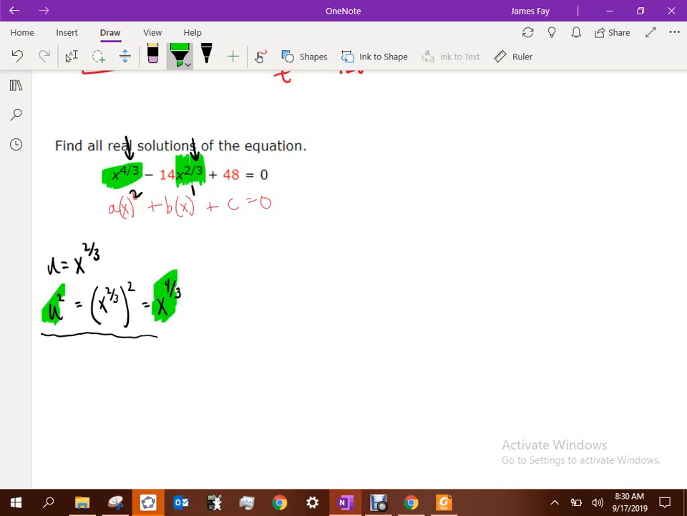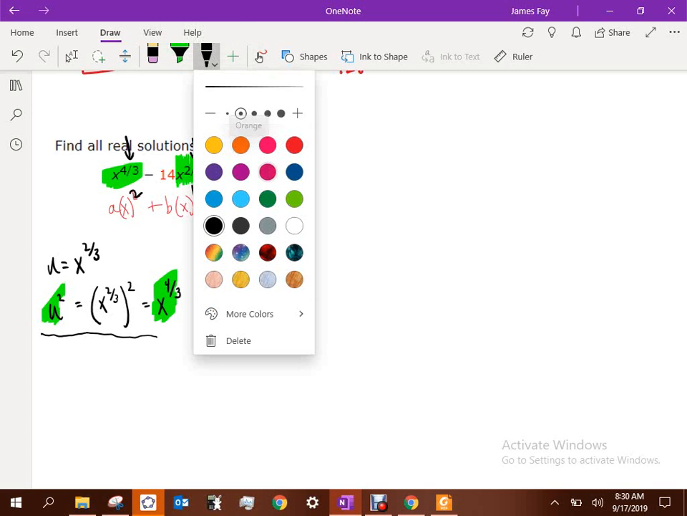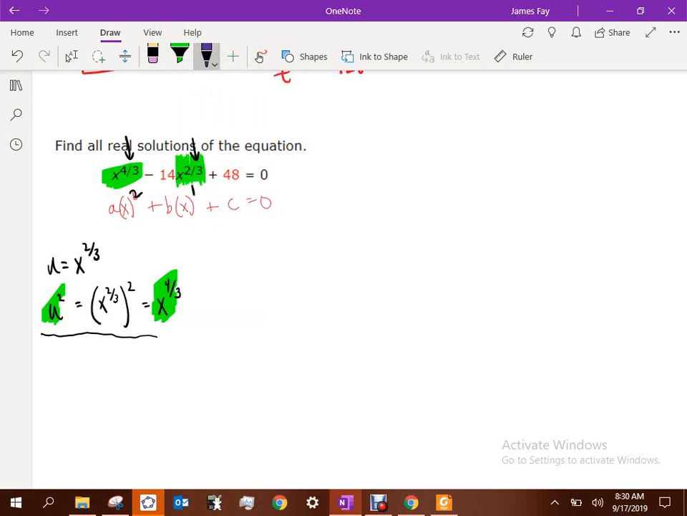So then I look at that, and I can replace not only that with U squared, but I can replace this with U, and it's going to get rid of all my x variables and rewrite the entire thing in terms of U. So that is going to get replaced with U squared. It'll be then minus 14U, and then plus 48 is equal to 0.